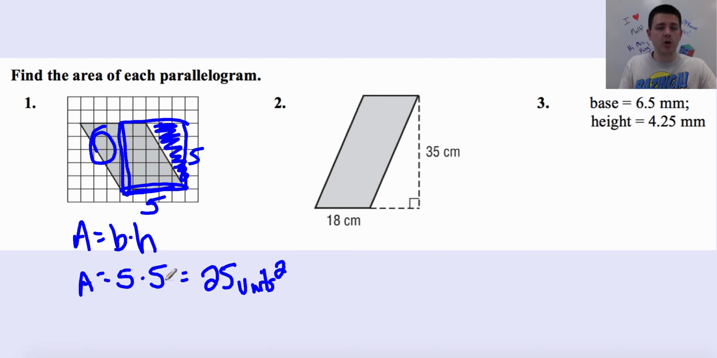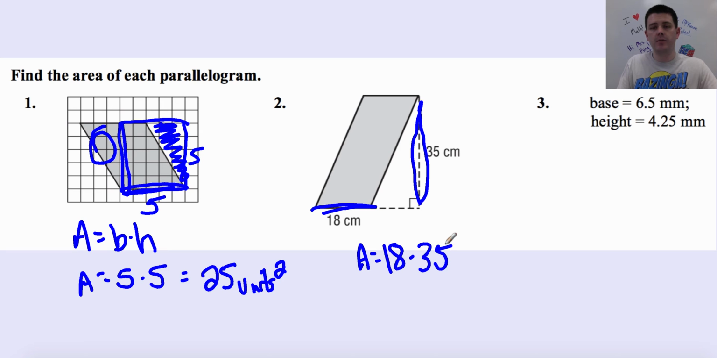You must show how you plug the numbers into your equation. You can't just jump to an answer. You will not get credit for it. So let's try another one. Here, we've got 18 for our base. And our height, again, look for that right angle, is this vertical distance here, 35. So it's just 18 times 35.